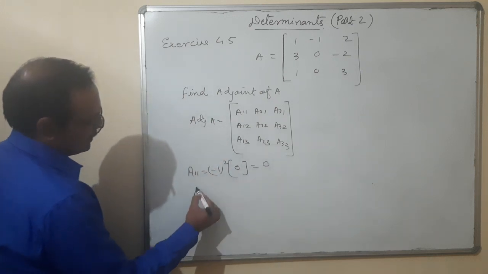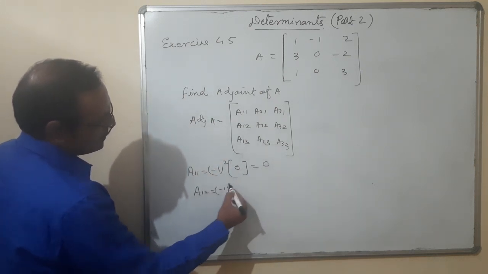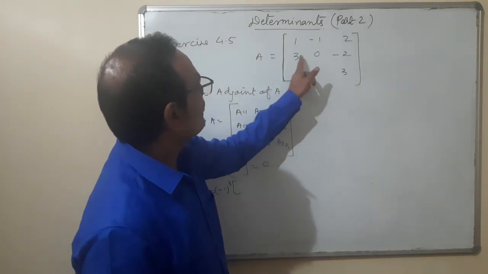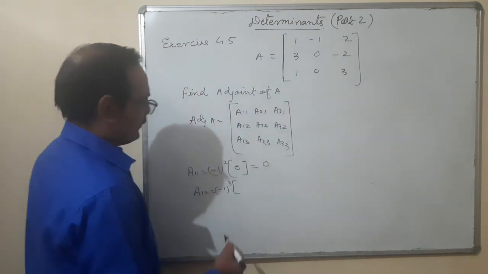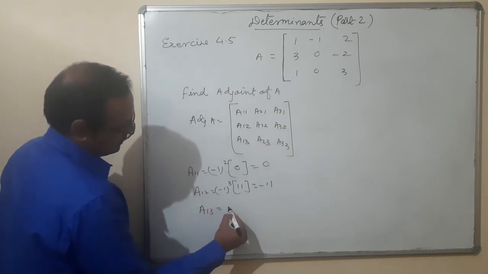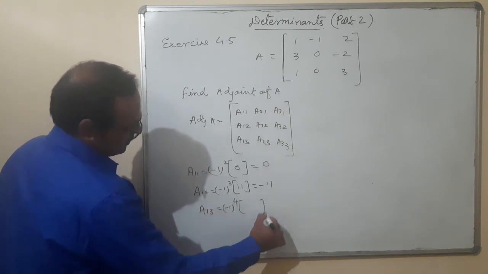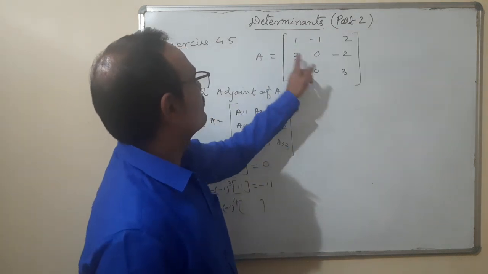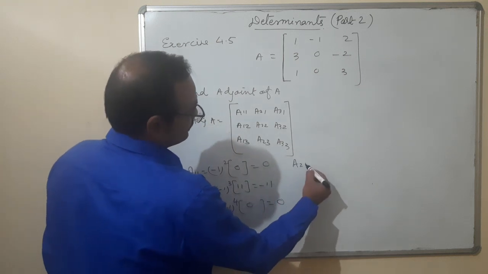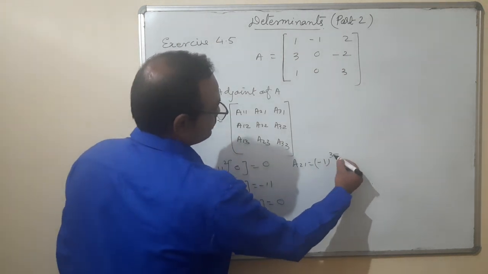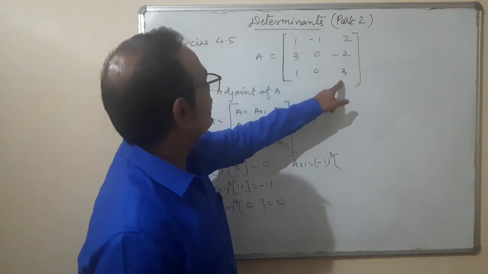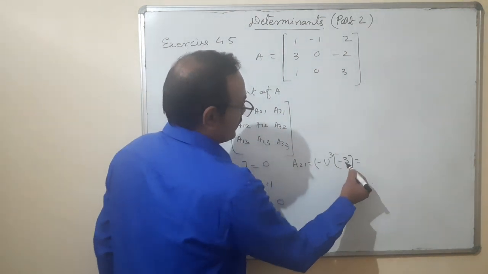So value of A11 is 0. A12 is minus 1 to the power 1 plus 2, that is 3, leaving first row and second column. 3 into 3 is 9 plus 2, that is 11, and the sign is minus, so minus 11. A13 is minus 1 to the power 4, first row, third column: 0 minus 0, the result is 0. A21 is minus 1 to the power 3, second row, first column should be deleted.